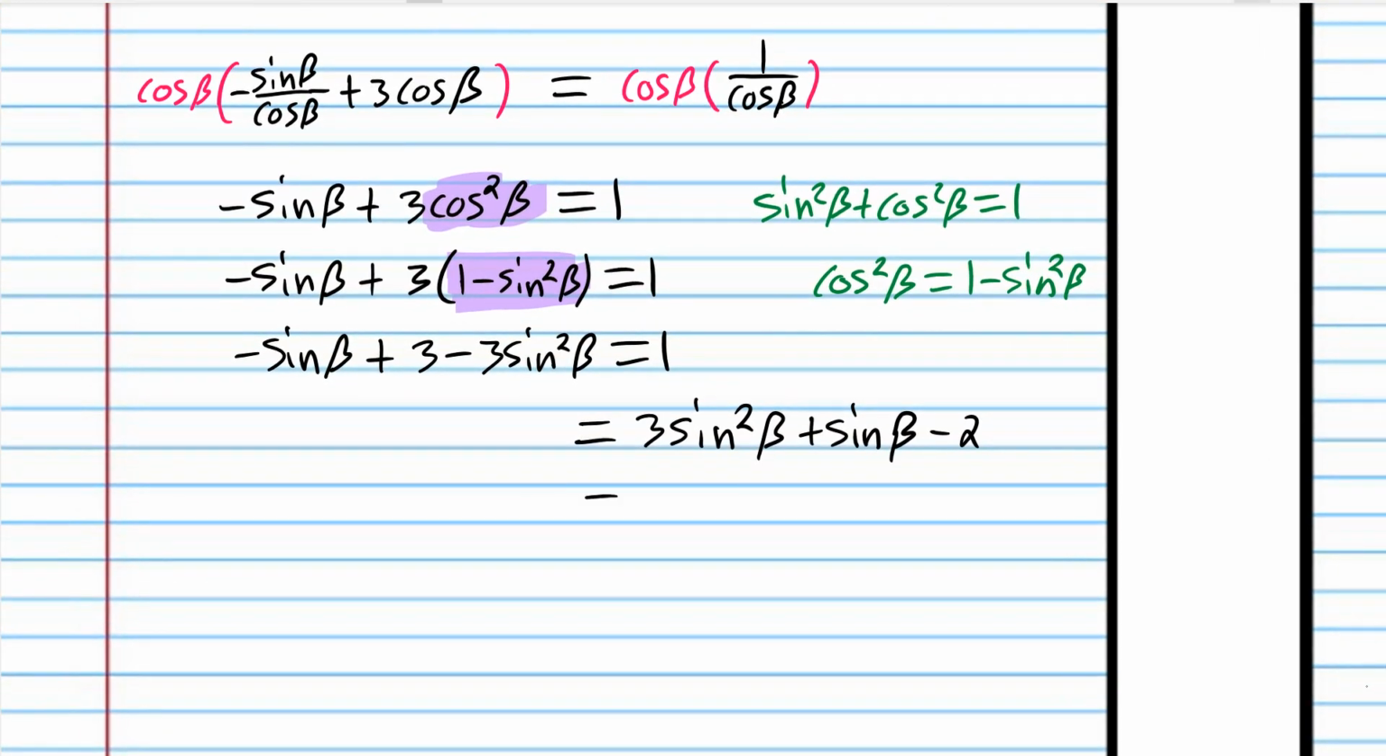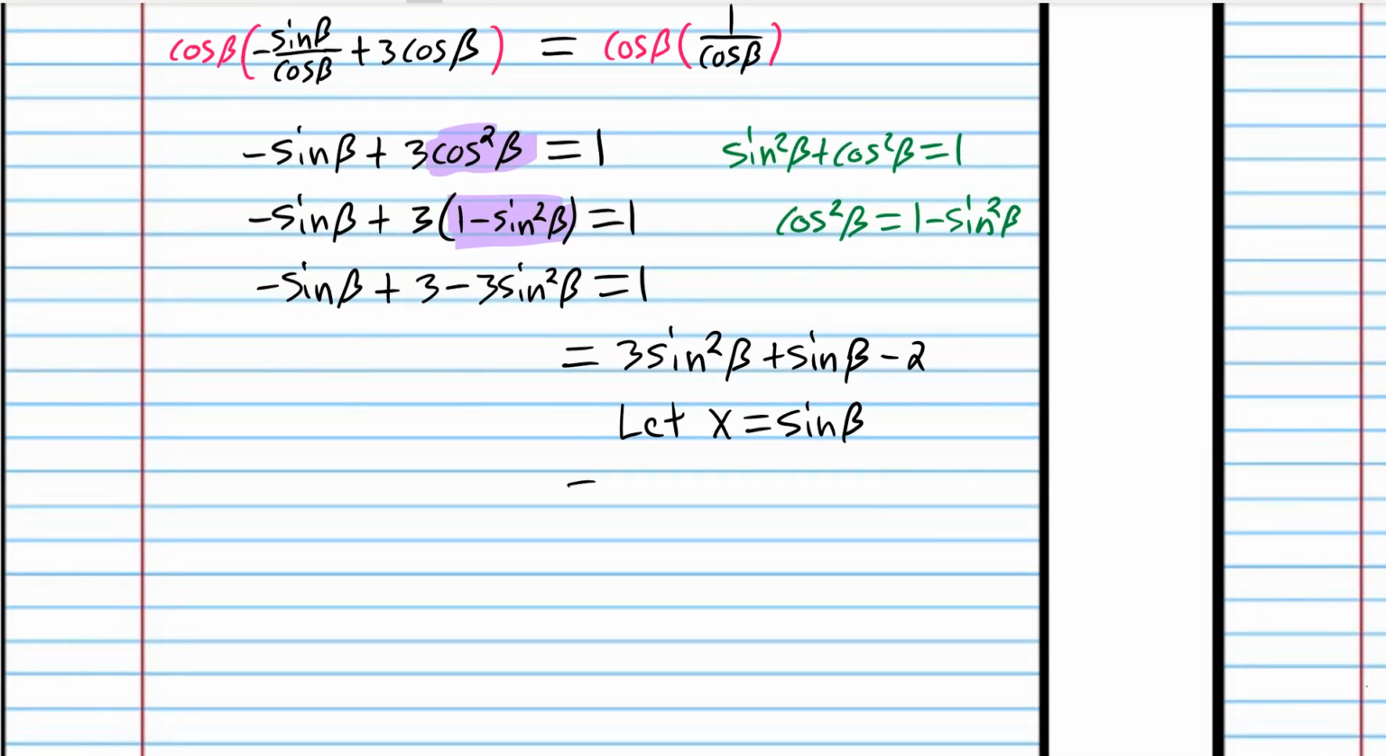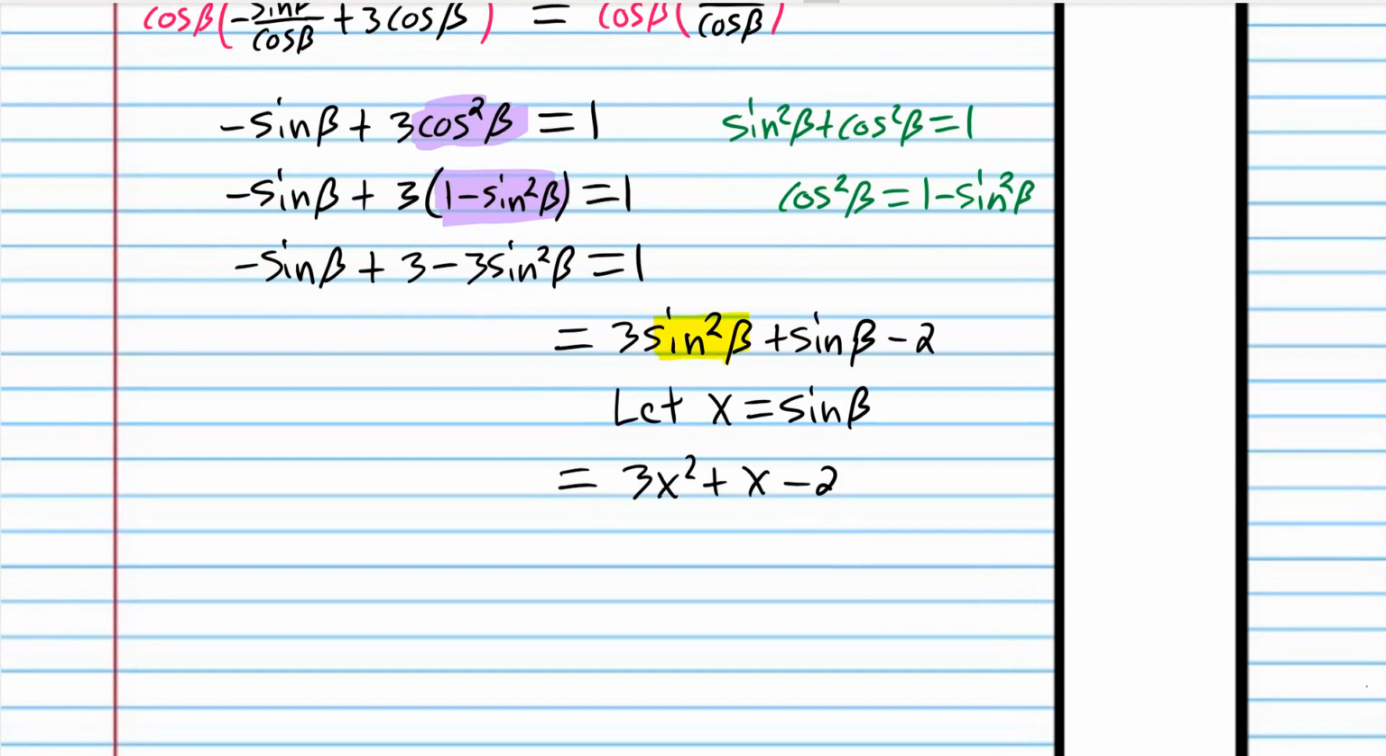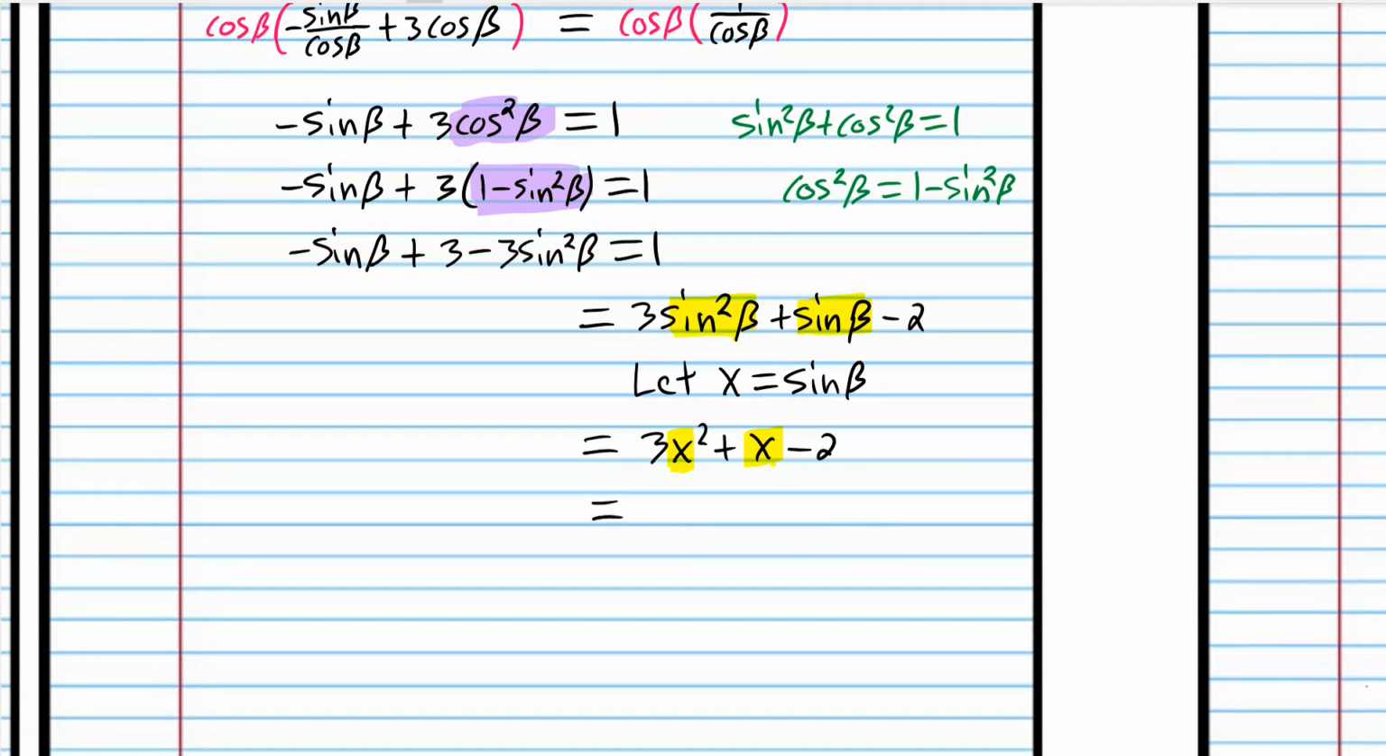And to make things a little easier, we can let x equal sine beta, just so we can recognize this equation as quadratic form. So I replaced these sine betas with x's just to make it easier for us to see how to solve this. Sometimes you can factor this expression to solve it. Other times you'll have to use the quadratic formula. In the next problem we're actually going to use the quadratic formula because we won't be able to factor this. But in this case we can factor.